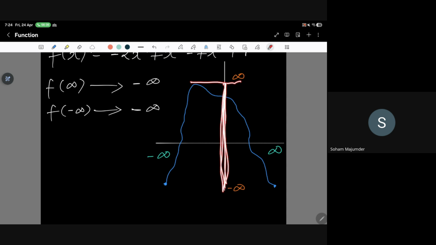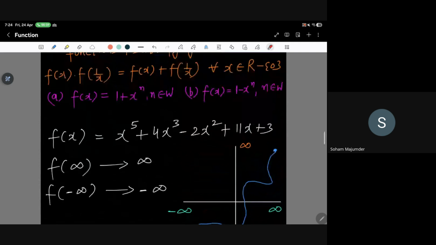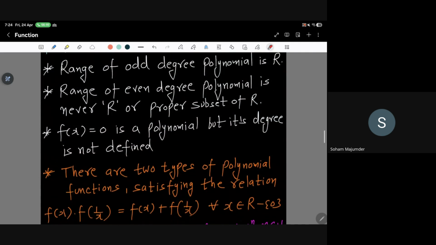Just by looking at an even degree polynomial, you can say what the range will depend on. It can be from minus 2 to minus infinity, it can be from minus 6 to plus infinity, like in the quadratic. That depends upon the type of function they give, but the range will never be the complete R, that is for sure. Sometimes they will ask this kind of question in the theoretical ones.